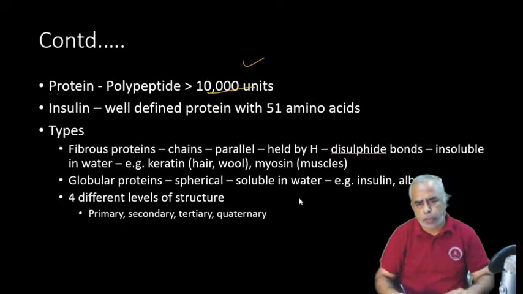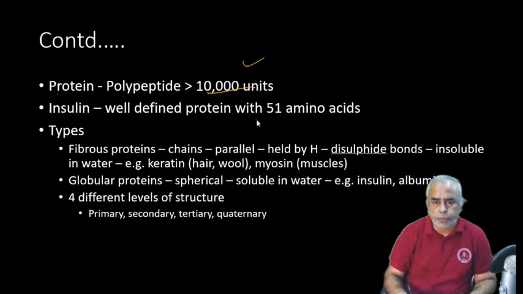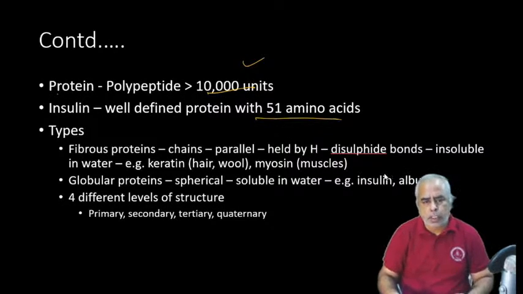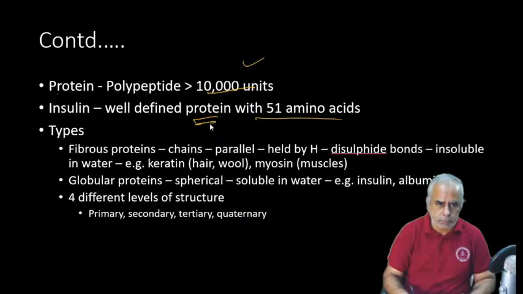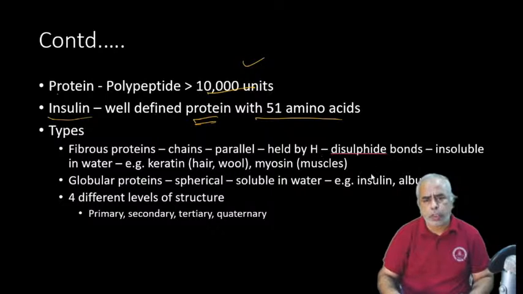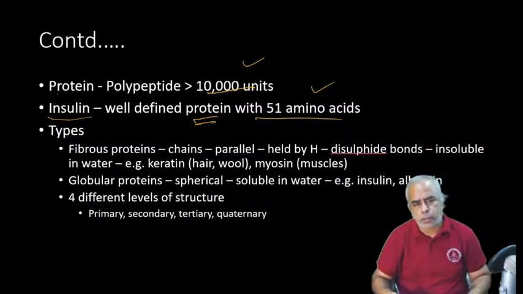But we cannot take it for granted. Even with 51 amino acids, if a protein has a specific biological function, then it can be called protein. That is, polypeptide can be called protein. The best example is insulin, which has 51 amino acids.